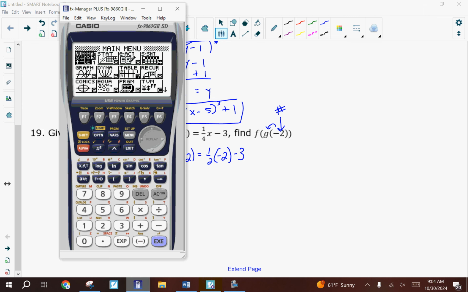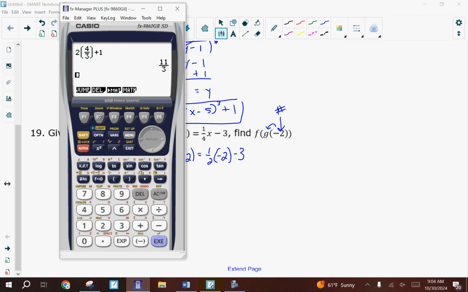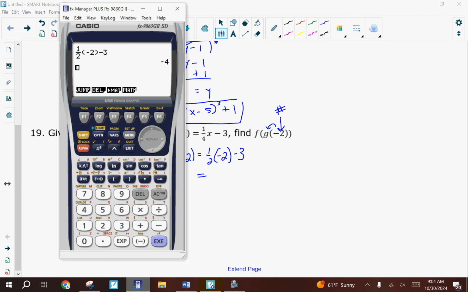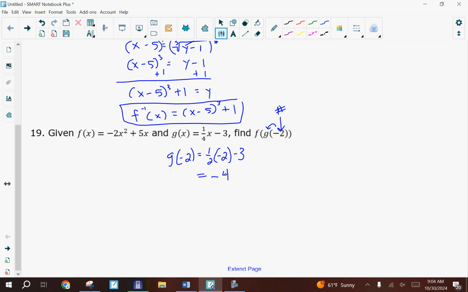So I'm going to pull out my calculator, go into the regular calculator. I'm going to put 1/2, parentheses, -2, and then minus 3. So that tells me that the answer is -4. Now that's not my final answer, that's just the first step. So now we know that this answer here is 4, so now we put 4 into f.